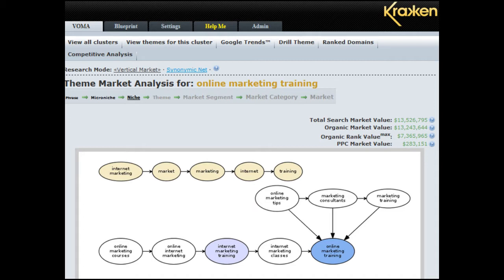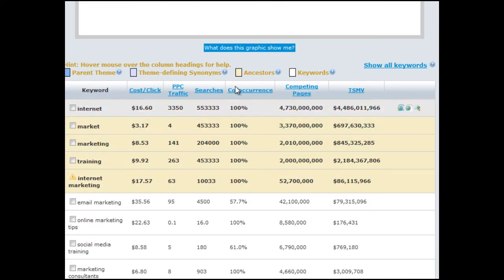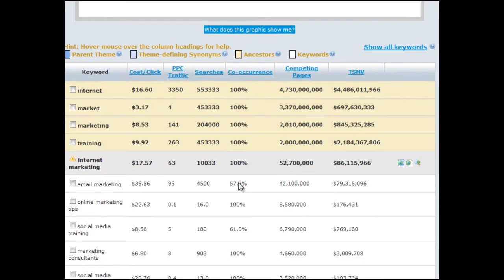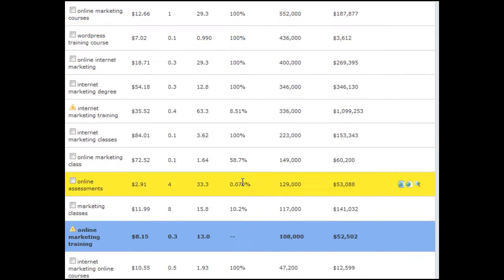Co-occurrence we use in Kraken, and I'll explain exactly what it is, how we use it, and why it's important. Alright, so I've got here a drill in Kraken where my seed term, the keyword that I drilled into to begin this drill, was online marketing training. And if you come down here, you notice we have this column called co-occurrence. Some of these keywords have got 100% co-occurrence. Usually that's not the norm.